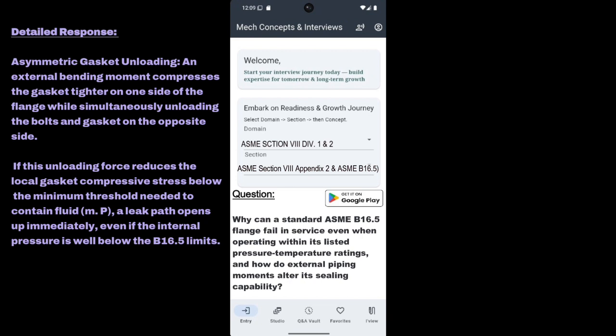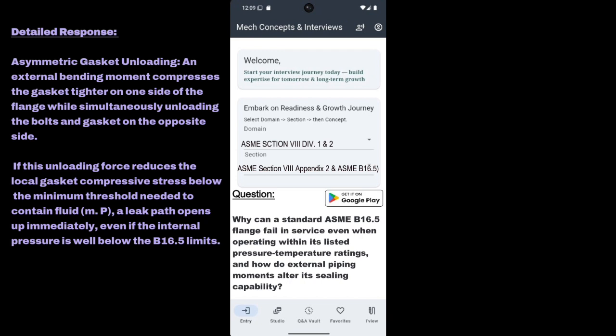And the gasket needs that compression to seal. Exactly. To contain highly pressurized fluids, a gasket must maintain a minimum compressive stress, defined as a multiple of the internal pressure, or M times P. If the external bending moment reduces the local gasket compression below that minimum threshold on the tension side of the joint, fluid containment fails immediately, regardless of what the internal pressure gauge reads. Regardless of the gauge.